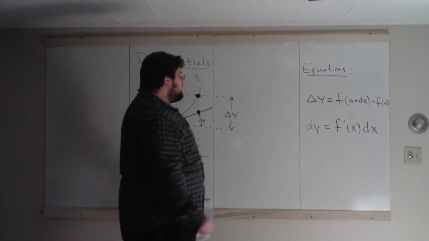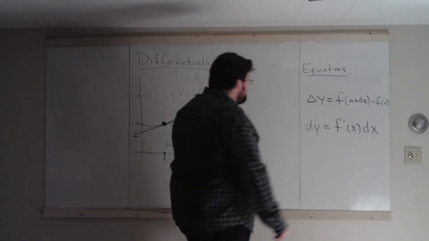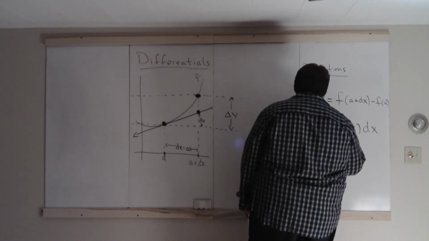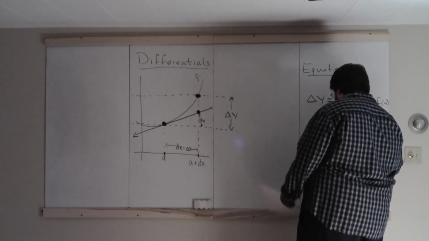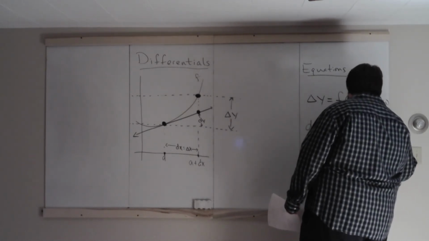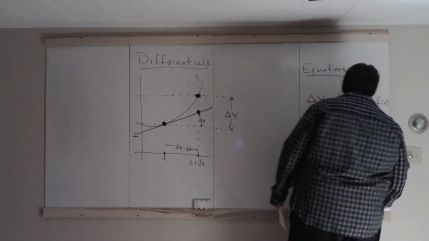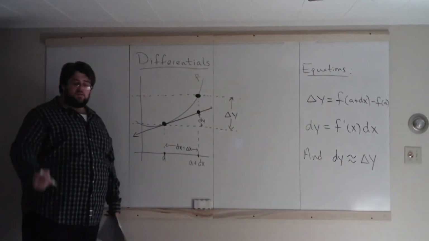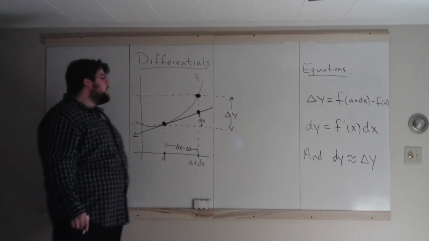Now, before I write the next equation, well, I'll just write the next equation. The result here with differentials that we'll use is that dy is used to approximate the change in y. So dy gives us an approximate change in y.